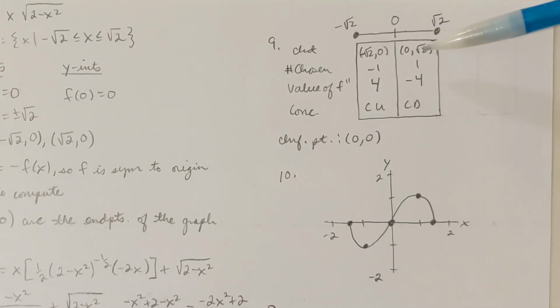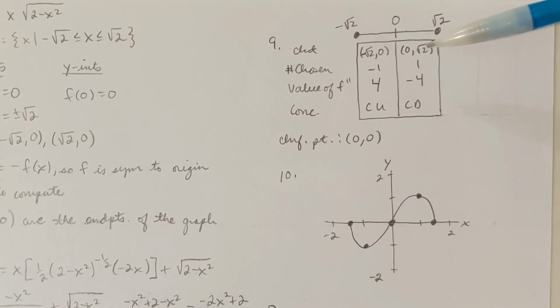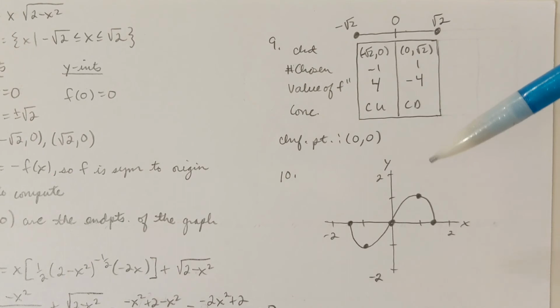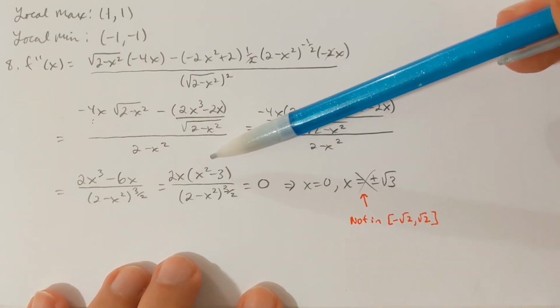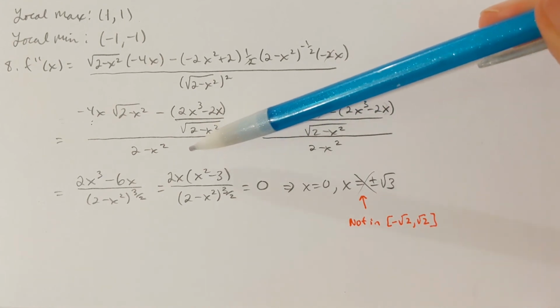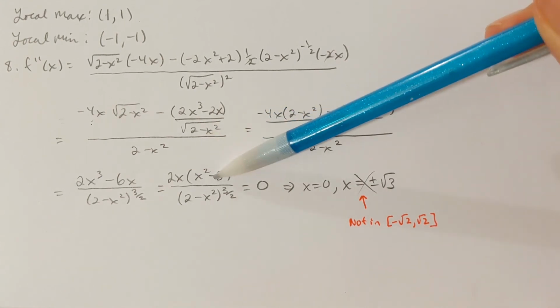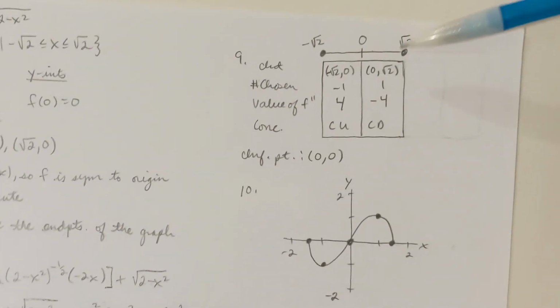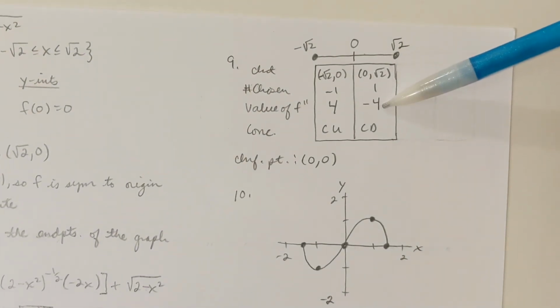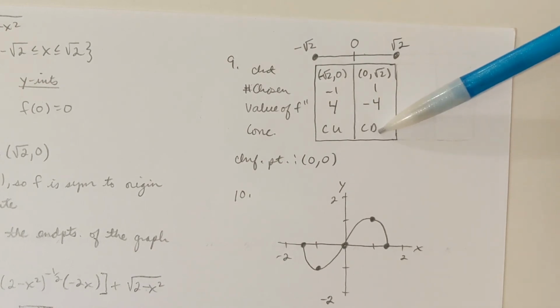And then in the next interval, we need a number between 0 and 1.4. 1 would be a good number. And if we plug in 1, let's see, I think the only adjustment here is we're going to have 2 times negative 2 is negative 4. I'm still dividing by 1. So negative 4 would be the value of f double prime. We're going to be concave down on that part of the graph.